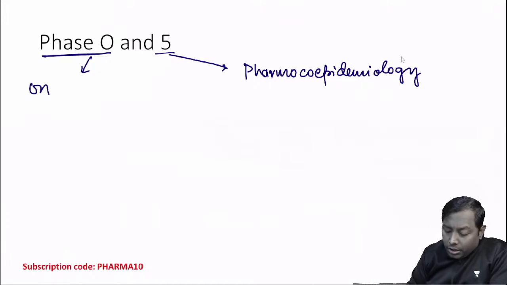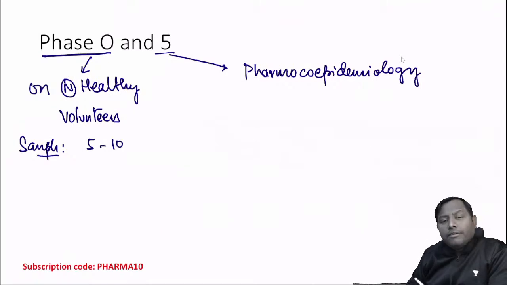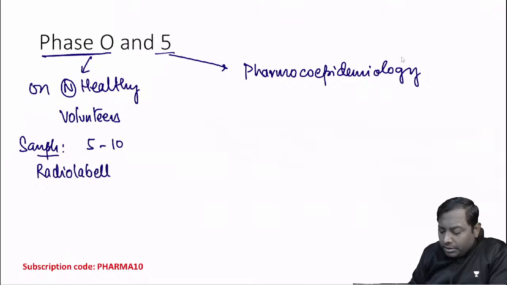It will be done on the normal healthy volunteers. Okay, great. Normal healthy volunteers. What is the sample size? The sample size will be around 5 to 10. As low as 5 to 10 you can take normal healthy volunteers, and a radio labeled dose will be given. This radio labeled drug dose will be given, and it is actually followed inside the body.